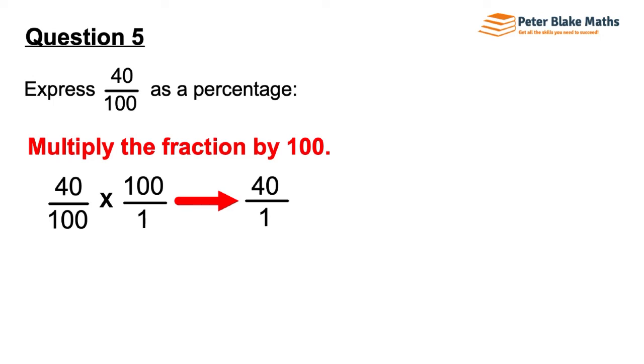You could do it a different way. You could multiply across the top and across the bottom and get the same sort of answer when you do some more cancelling. In the end though, 40 over 100 is 40%, because any number out of 100 is a percent anyway, isn't it?